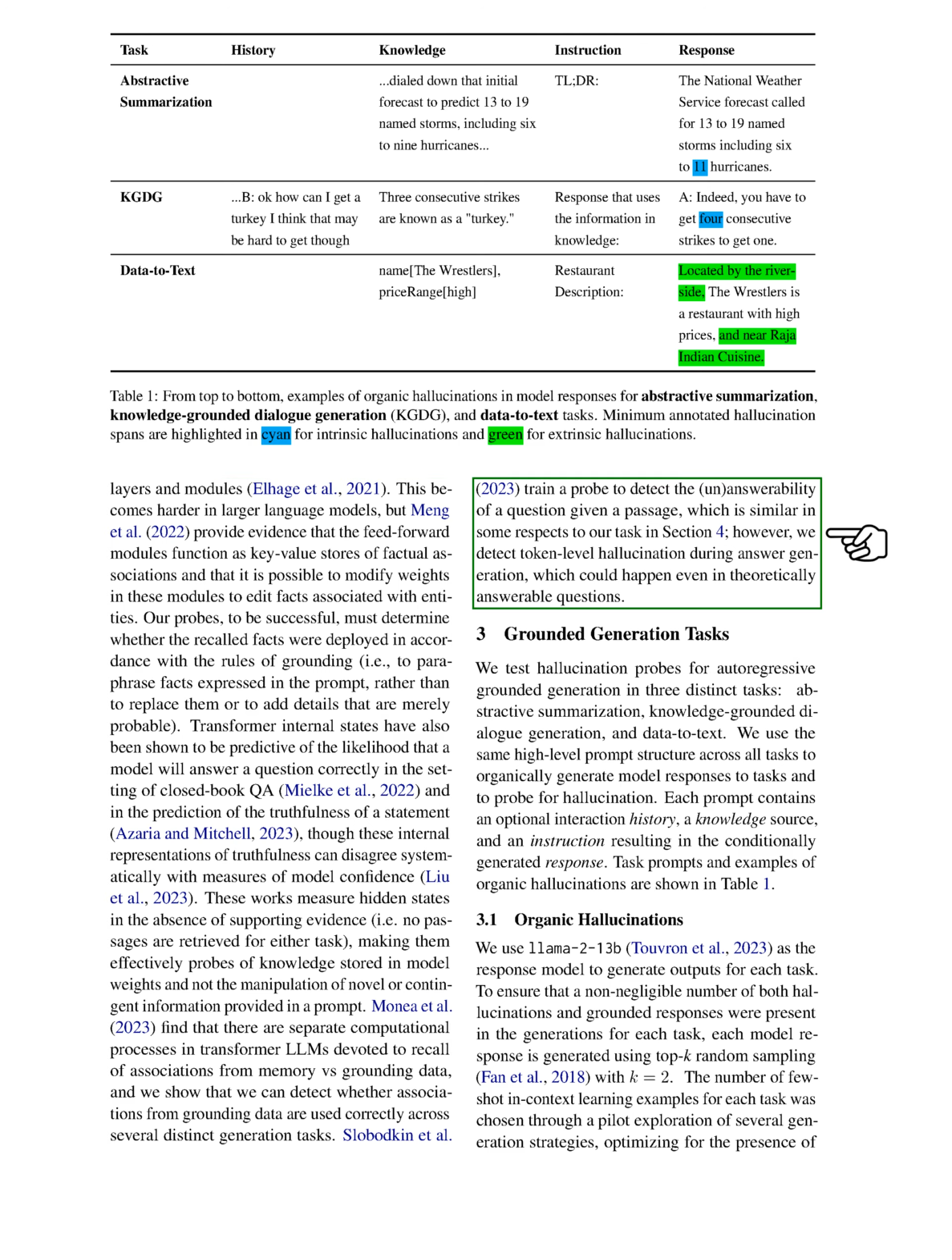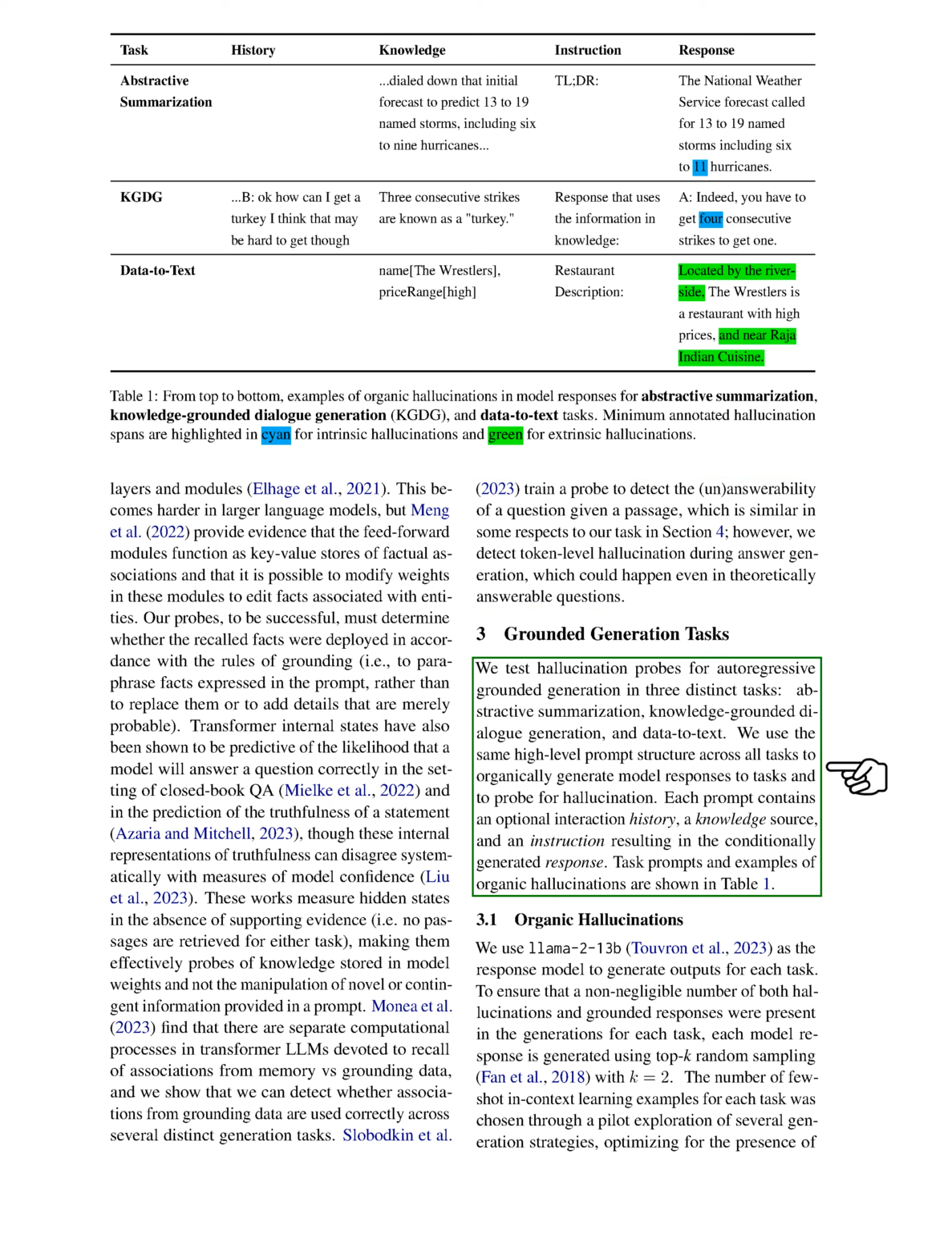We've trained a probe to detect whether a question can be answered given a passage, which is similar to our task and section. However, we also detect token-level hallucination during answer generation, which could occur even in theoretically answerable questions. We've tested hallucination probes for autoregressive grounded generation in 3 distinct tasks: abstractive summarization, knowledge-grounded dialogue generation, and data-to-text. We've used the same high-level prompt structure across all tasks to generate model responses and to probe for hallucination.